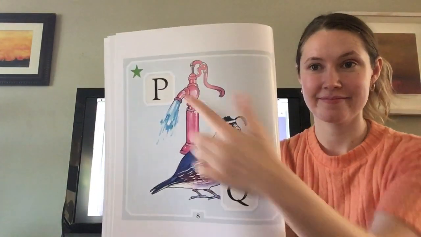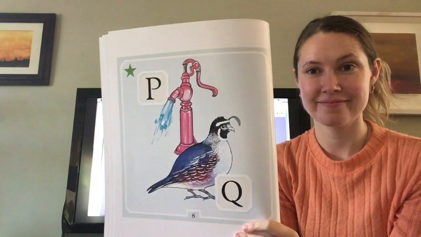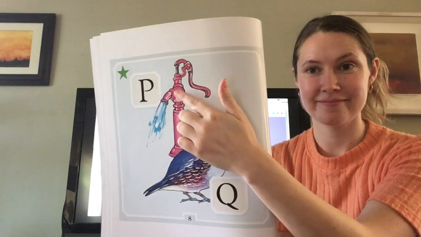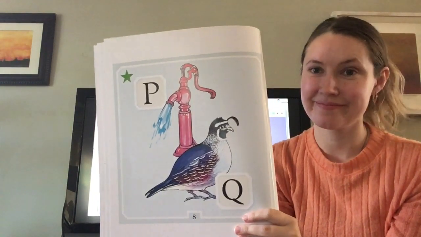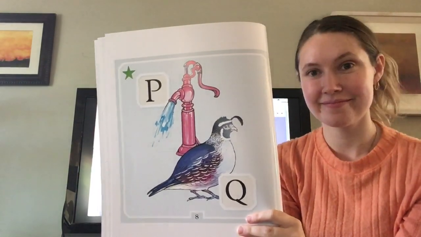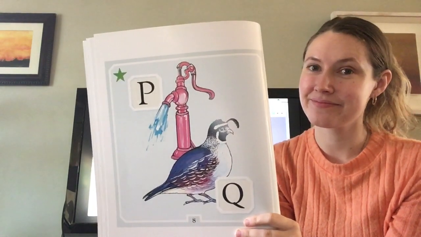Look at the page with the green star in the corner. Find the picture of the little pump pumping water into a pail. P was once a little pump. Pumpy, slumpy, flumpy, pumpy, dumpy, thumpy, little pump.